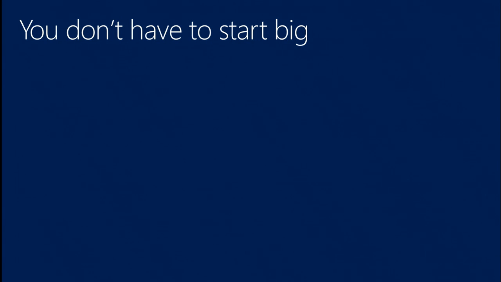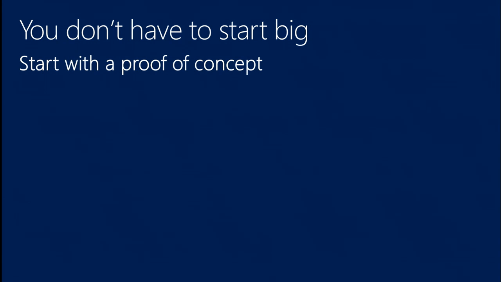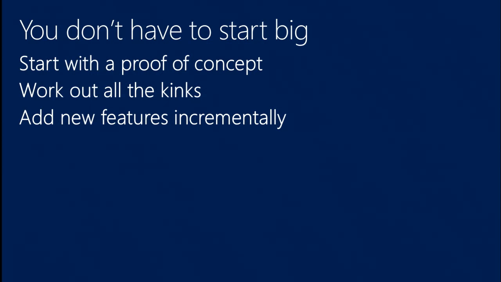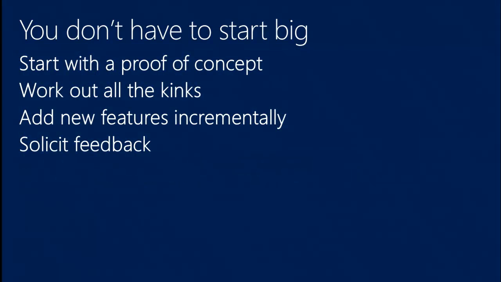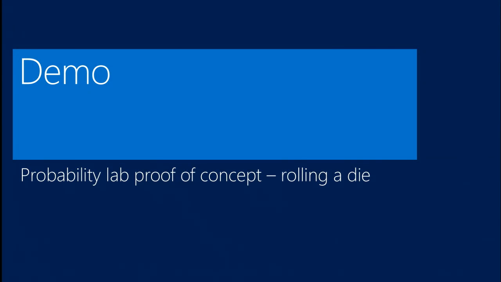You don't have to start big. You don't have to start with Halo 4, right? You can start with a proof of concept. Work out all the kinks. Add new features incrementally. Hopefully this is sounding familiar. And then solicit feedback. So this is standard stuff, right? I mean, you don't want to bite off the whole pie at the beginning. You're going to want to start a little bit slowly. So following this, we're actually going to do just that.